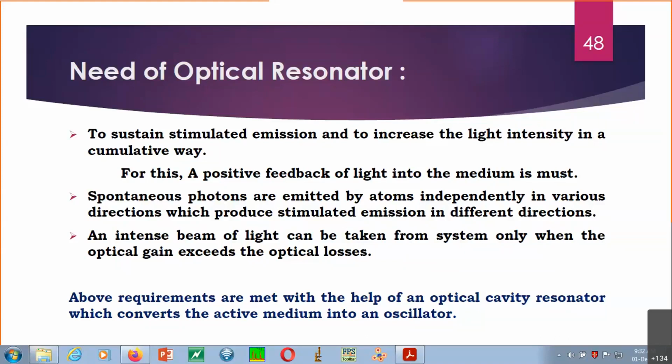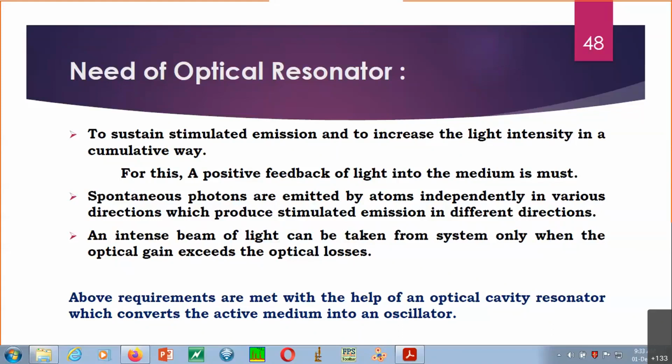Again, if you remember, I must have told you that both processes are happening. The only difference is that the spontaneous process happens on its own, so we don't have any control over the time at which it will occur. But in the case of the stimulated emission process, we have the control. So if you look at the second point which we are going to discuss here in the need of optical resonator, look here.